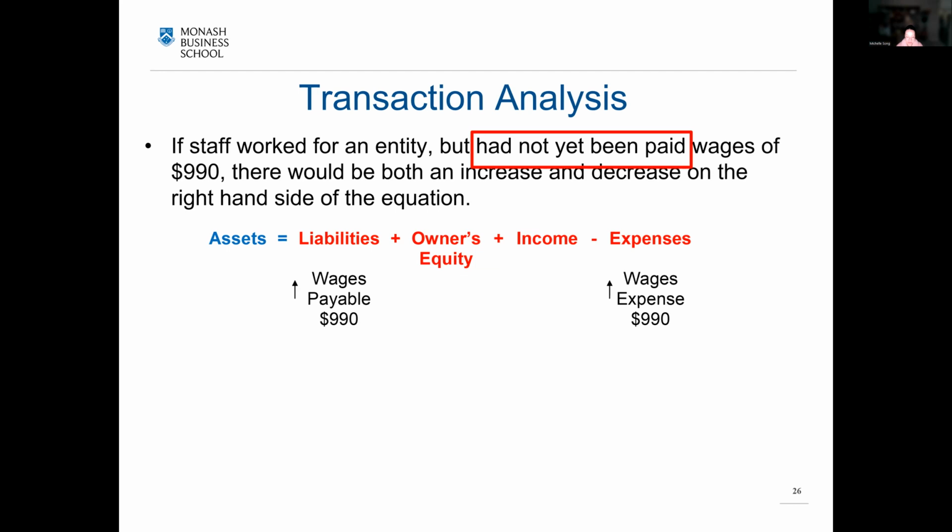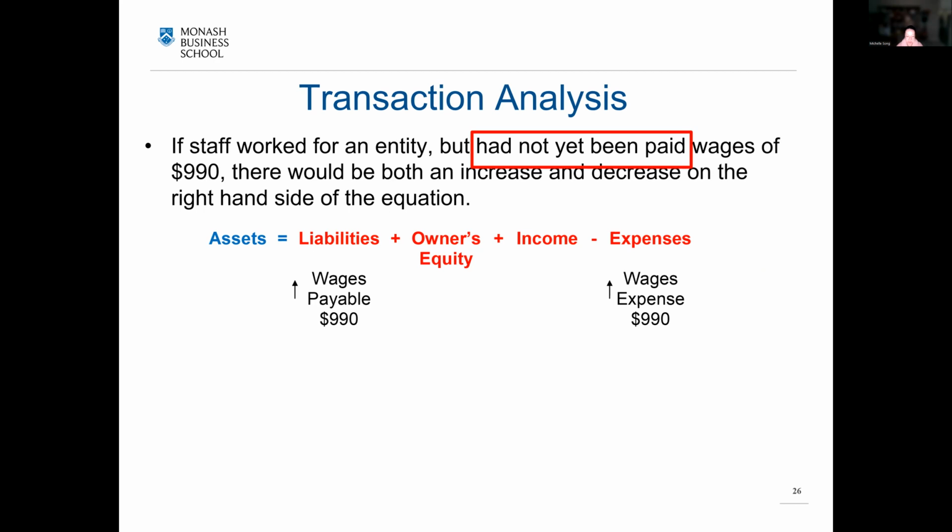What is the second account affected? In this case, we have not yet paid the staff or employees. That means we will have a present obligation to pay employees $990 in the near future. When we talk about present obligation, immediately that should click in your mind. It is the definition of a liability. So the second account we want you to recognize is wages payable, which is a liability account. Overall, the two accounts affected are wages expense and wages payable.